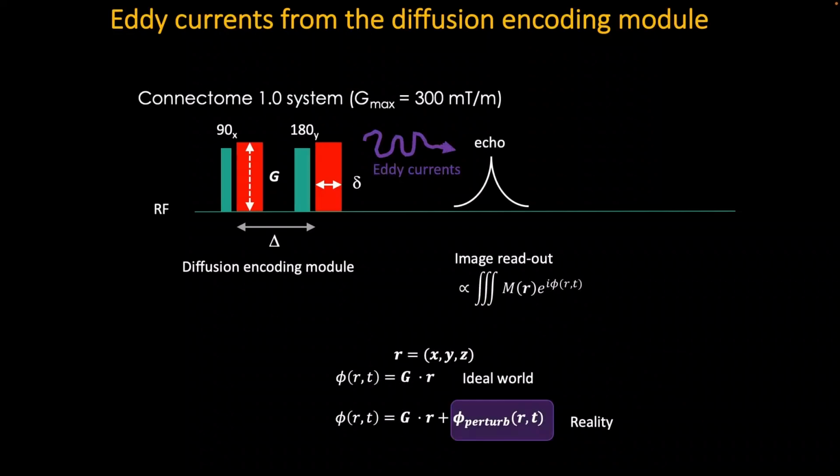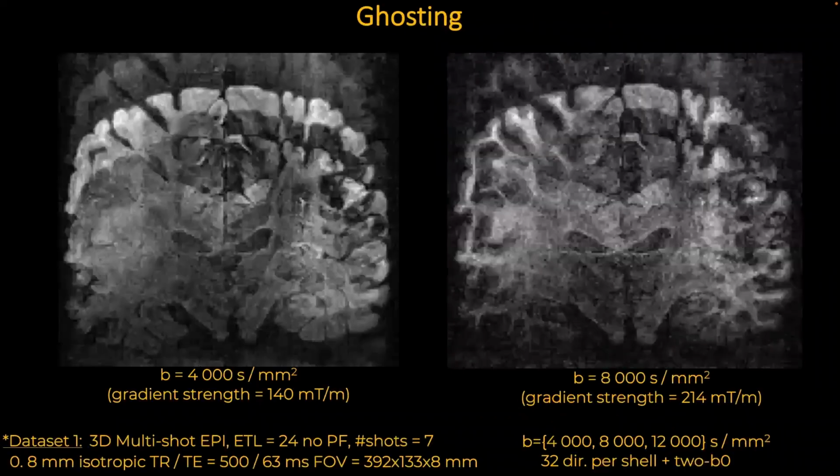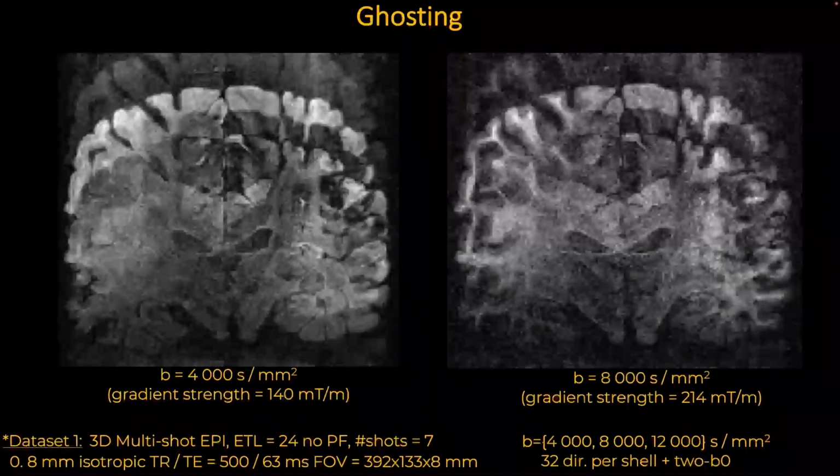gradients create eddy currents that affect the image readout, and that introduce phase perturbation in the k-space encoding, which, if it is not properly accounted for, creates extreme ghosting and distortions, which invalidates all of our analysis of diffusion MRI.